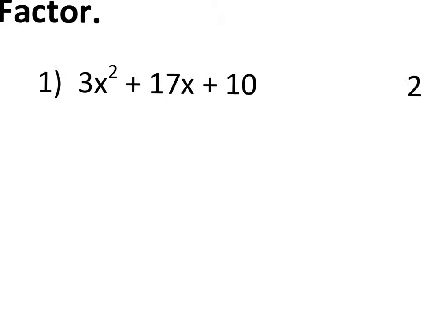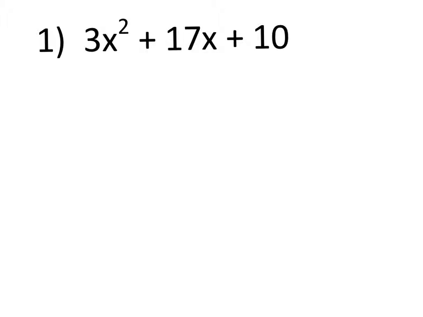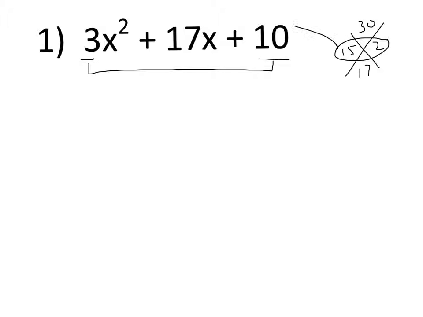All right, so looking at your first example here, the first thing you're going to do is take 3 times 10 and get 30 for the top of your x. Then the 17 drops to the bottom, so I'm looking for factors of 30 that get 17. So that would be 15 and 2. Now with that, reminder, you're going to take that and rewrite this 17. So you're going to have 3x squared plus 15x plus 2x plus 10.